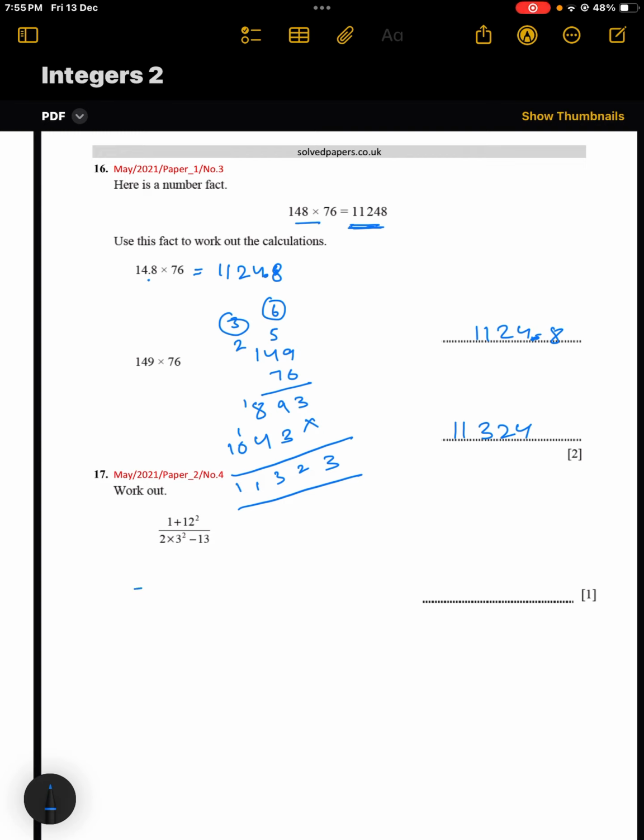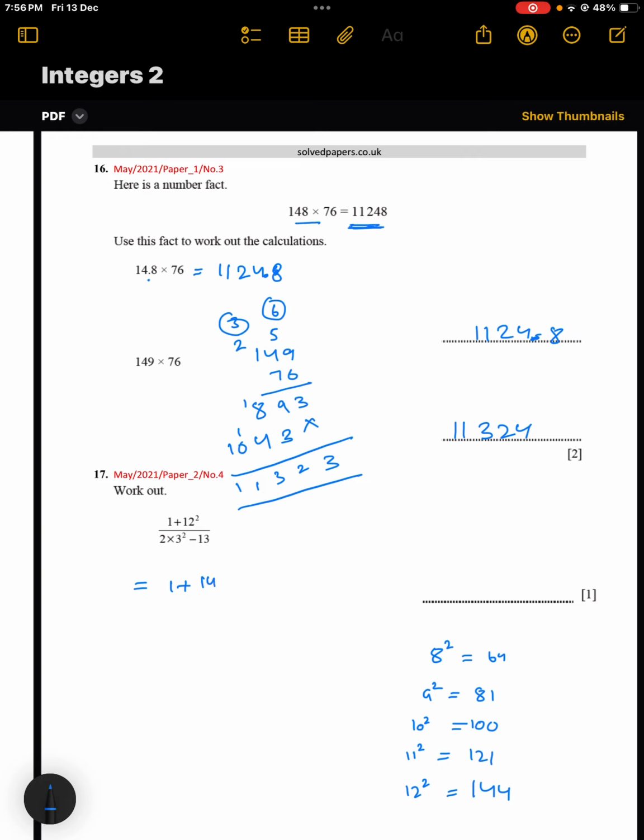Question number 17. Work out. Easy and simple question. 1 plus 12 square, divided by 2 times 3 square minus 13. Now you must know the table of squares. We have done till 7 in the earlier questions, so we'll do the 8 from here. 8 square is 64. 9 square is 81. 10 square is 100. 11 square is 121. Yes. 12 square is, think over it. Yes, it will be 144.